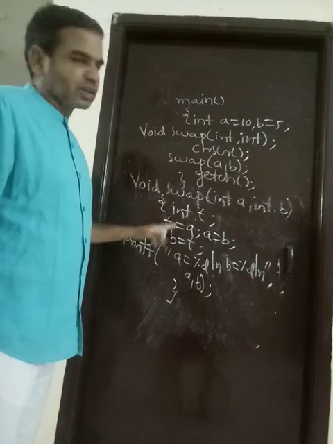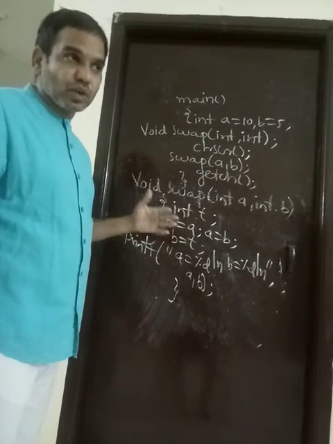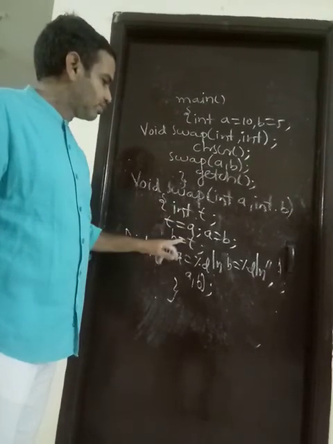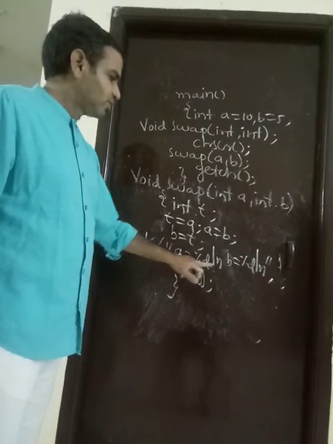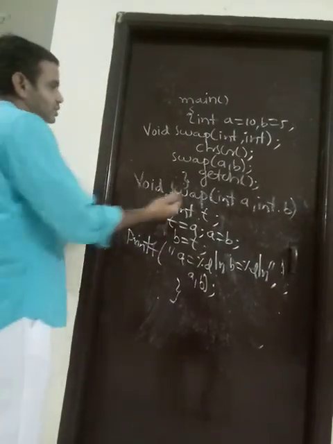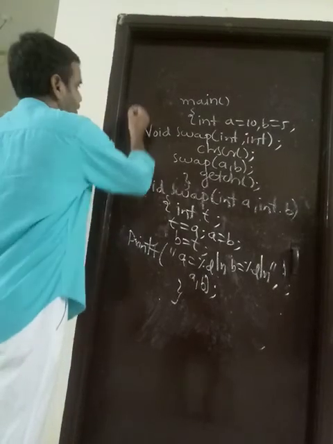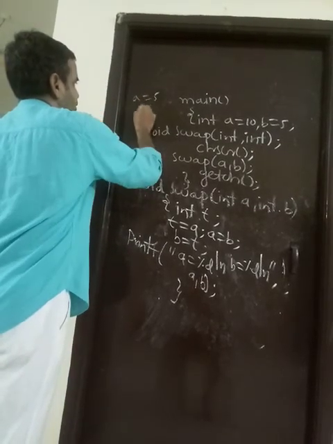So this is the logic of swapping of two numbers using a third variable. t is equal to a, a is equal to b, b is equal to t. So first a value is 10, b value is 5. Then we get a value equal to 5, b value equal to 10.